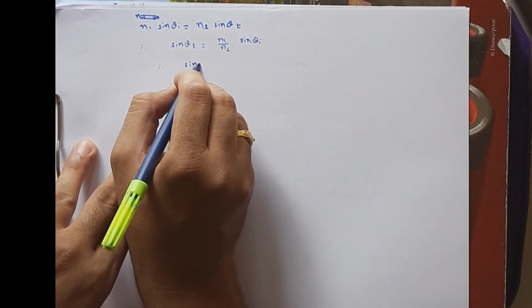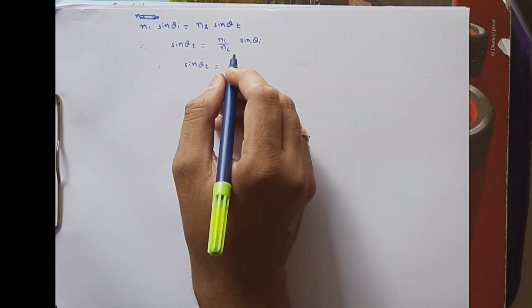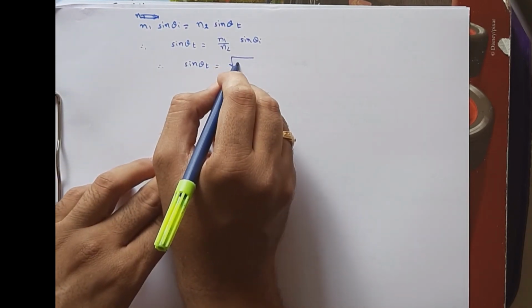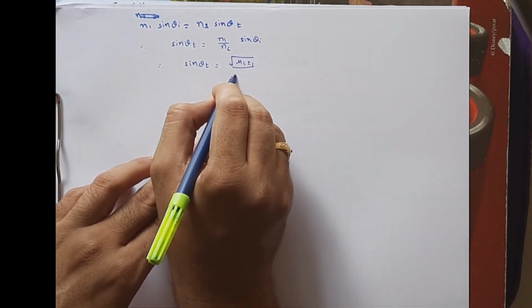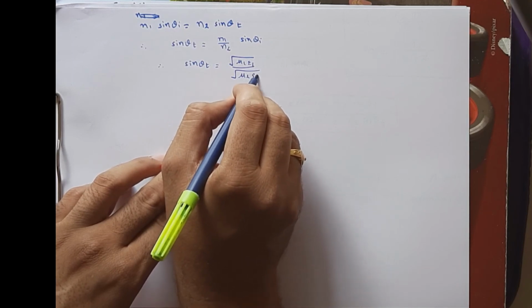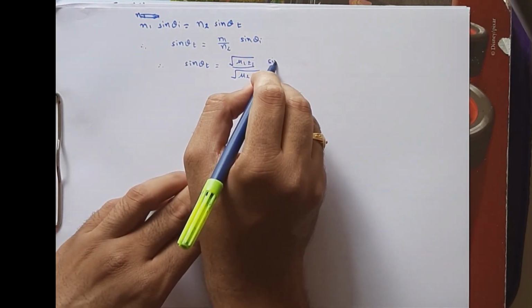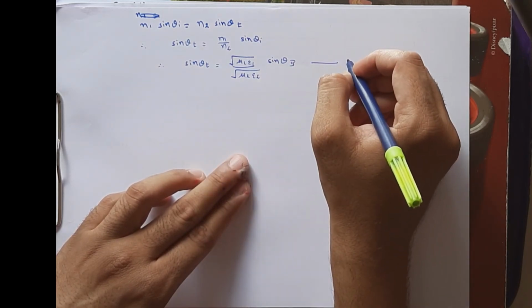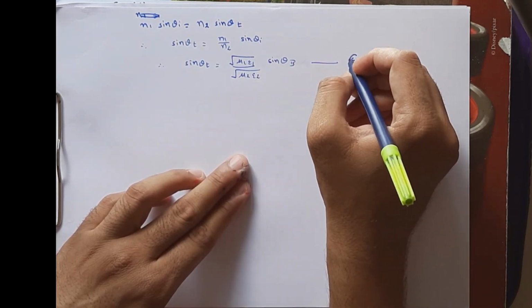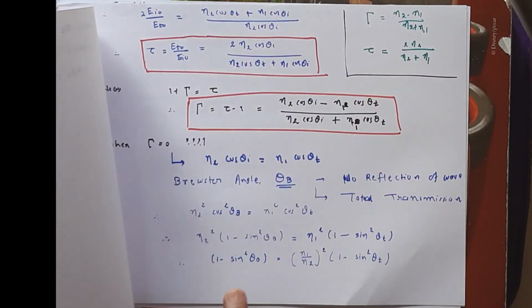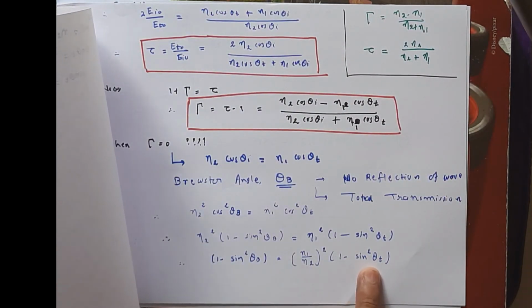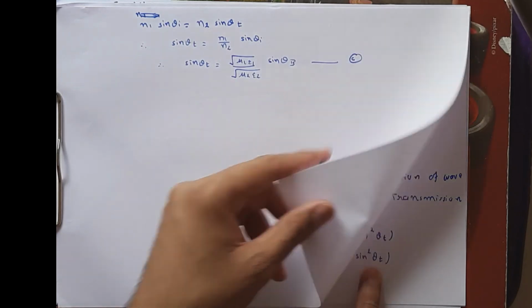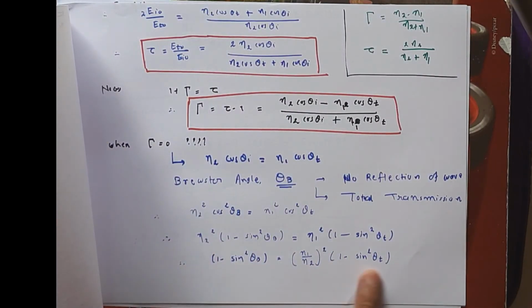So sin theta t is equal to, what is n1? n1 is the square root of mu1 epsilon 1. What is n2? The square root of mu2 epsilon 2, times sin theta I. Theta I means the Brewster angle. So this is my equation number C. I have to put this equation here, in sin square theta t. I have to put the value of sin theta t in the earlier equation.